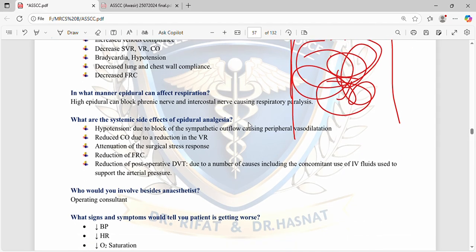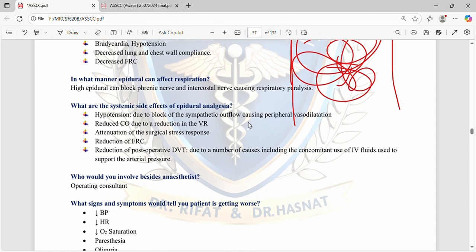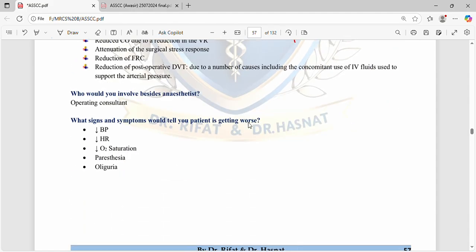Who would you involve besides the anesthetist and operating consultant? What signs and symptoms would tell you the patient is getting worse? Decreased BP, decreased heart rate, decreased saturation, paresthesia, and oliguria. So this was the epidural anesthesia block station.